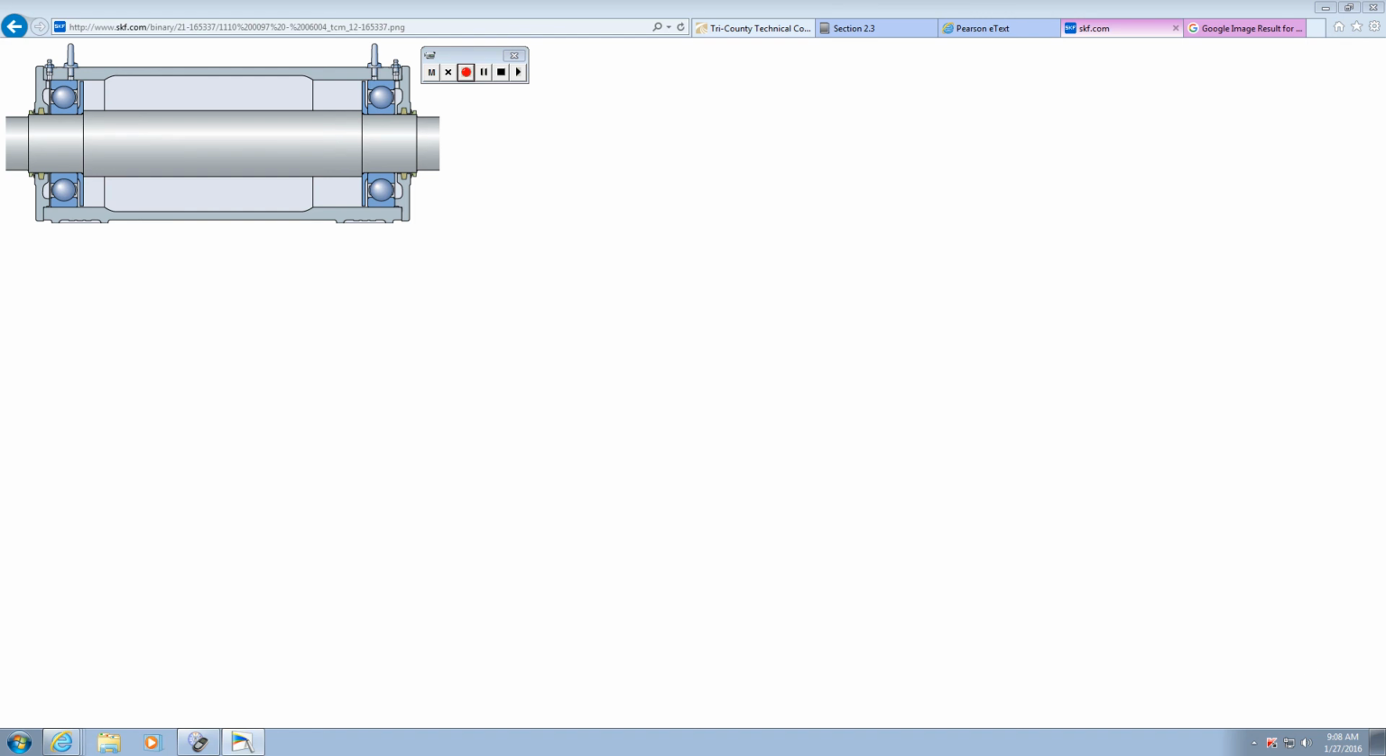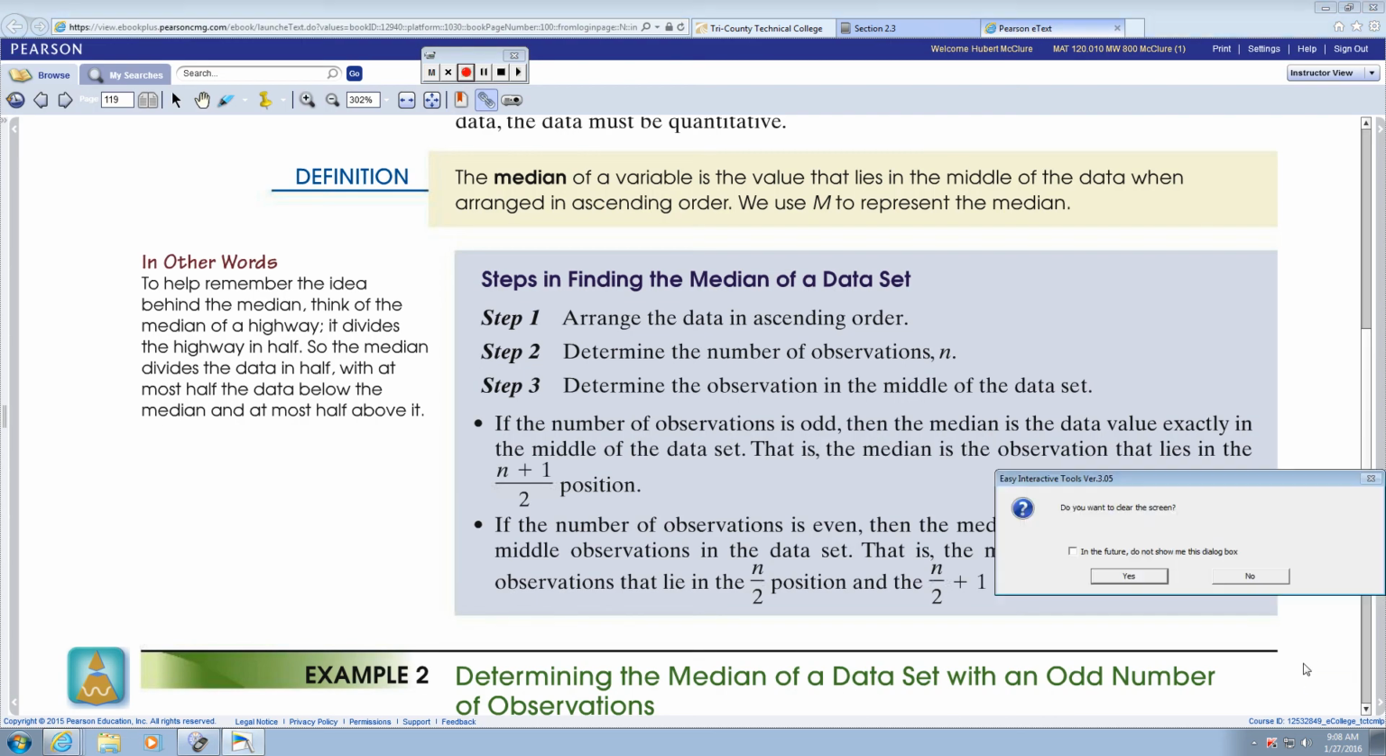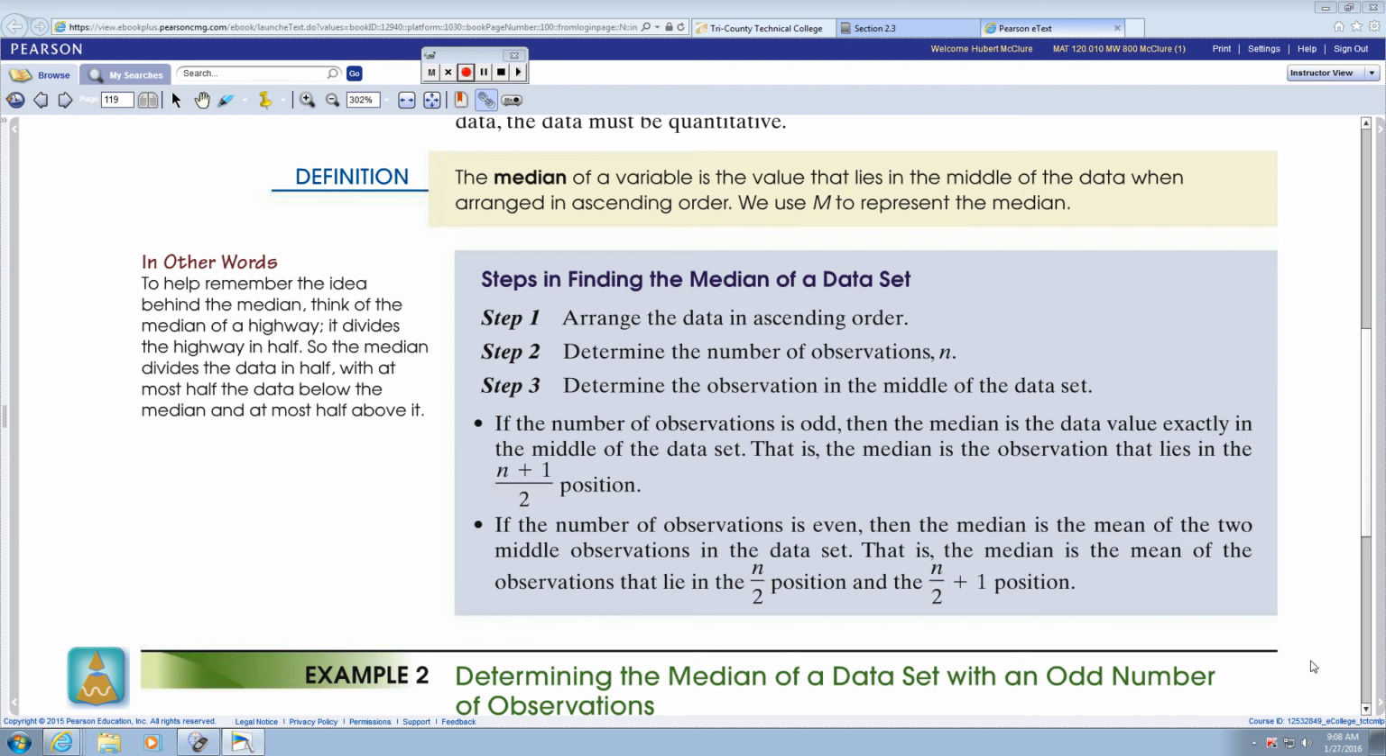Now you know why center is so important. Center is important to basically tell you if your data is worth anything. And that's why that's important.